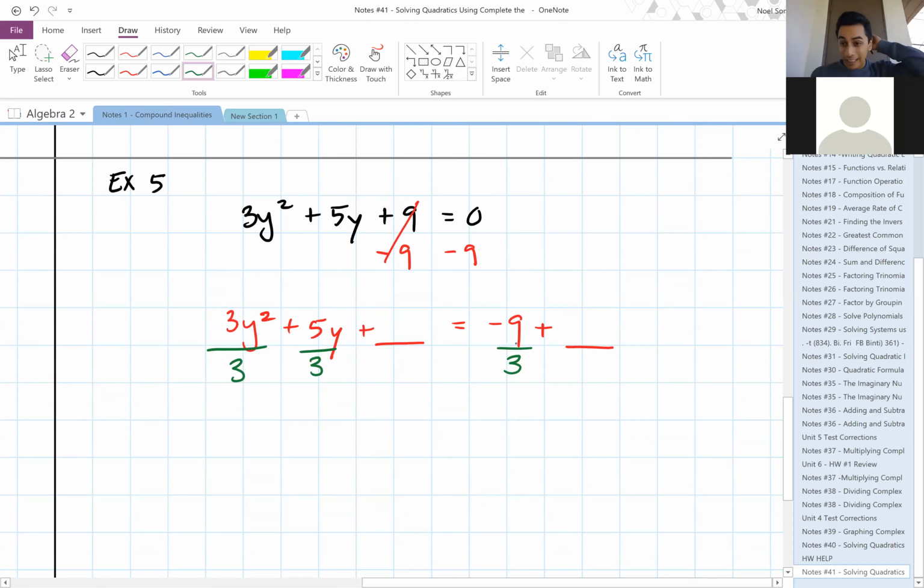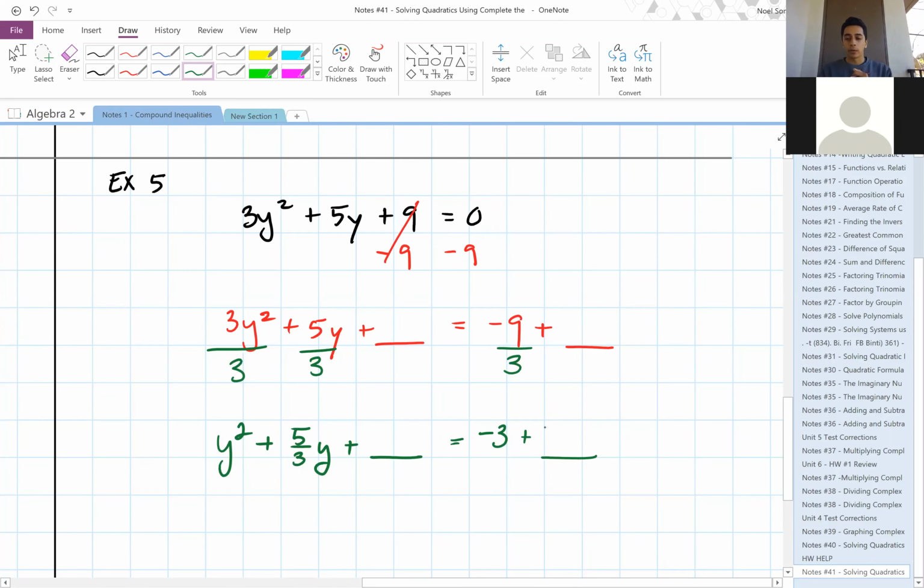Okay, now when that happens, sometimes you're going to get something kind of ugly. It happens sometimes. The 3's cancel, that's nice. You get y squared. However, 5 divided by 3 does not cancel, so you're going to have to write that as 5 over 3y. Here nothing got divided because we didn't have a number there. That was just the empty space holder so that we can bring things down. Negative 9 divided by 3, that's a negative 3. And then nothing got divided out here.